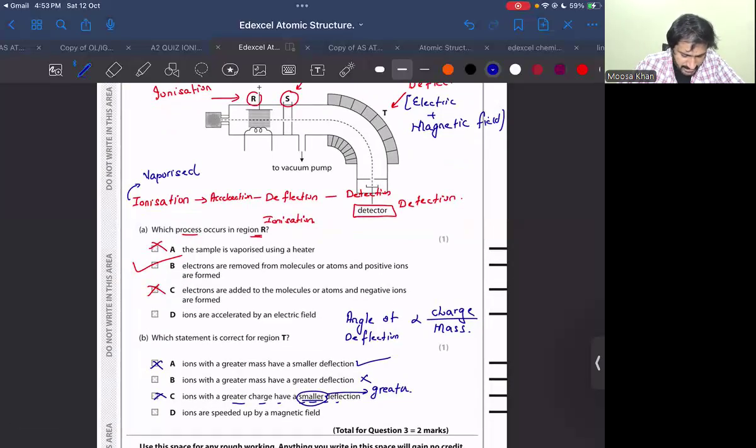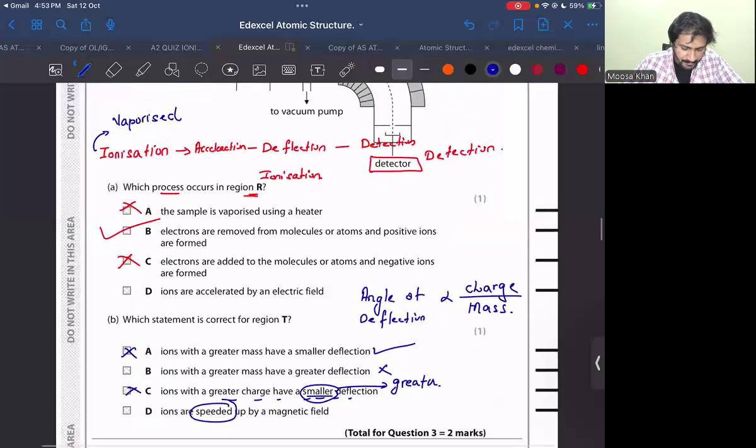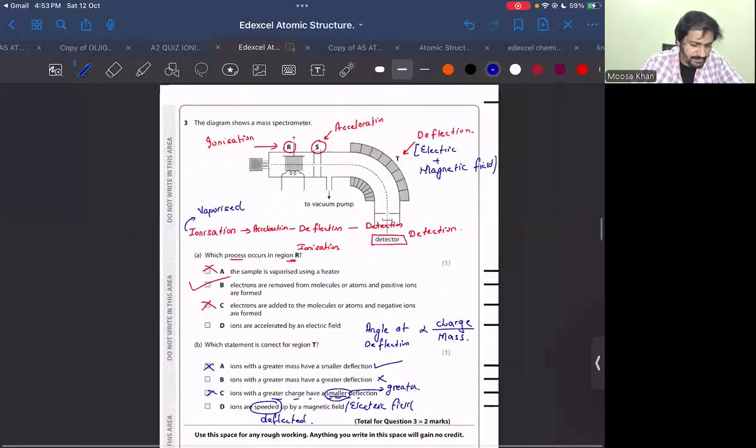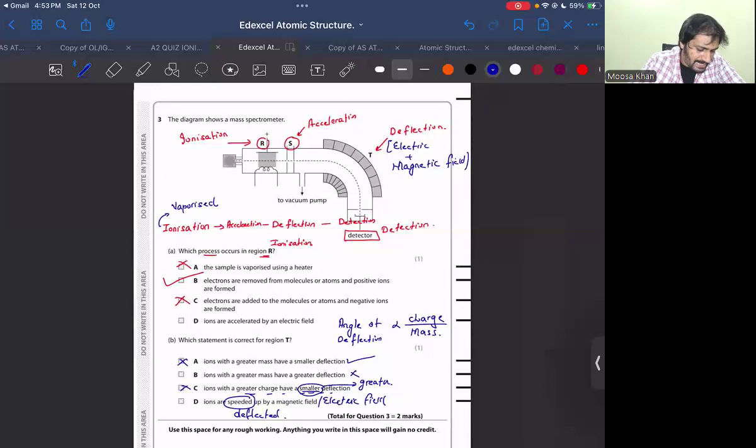Actually, sorry, it says ions are speeded, not separated. The ions are not speeded by a magnetic field, but ions can be deflected by a magnetic field. They can also be deflected by the electric field. But ions are accelerated by an electric field. If you ask how ions are accelerated, they are always accelerated by an electric field. What sort of electric field?